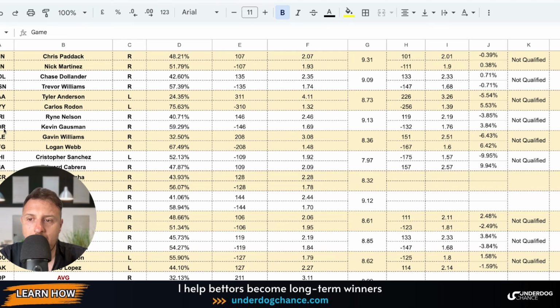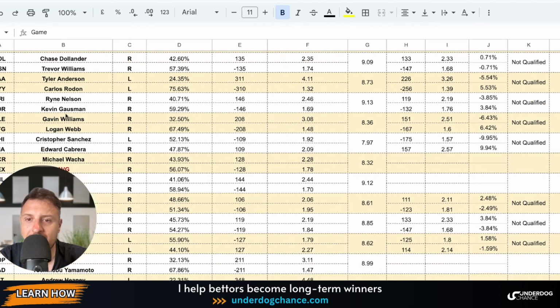Okay, Arizona, Toronto, Nelson against Gaussman. My betting model gives 59.29% of chance to Toronto. My projected odds 1.69, bookmakers 1.76. I think there is small value with Toronto. Not good enough for me because I'm a little bit more selective. I'm looking for bigger discrepancy. But if I need to pick anything, I would go with Toronto money line.